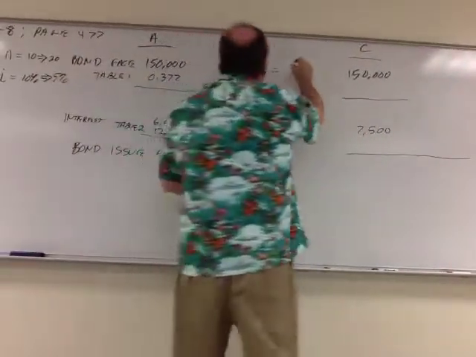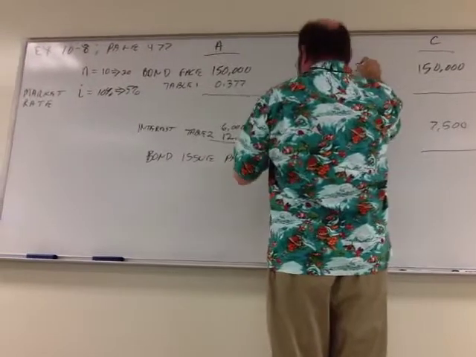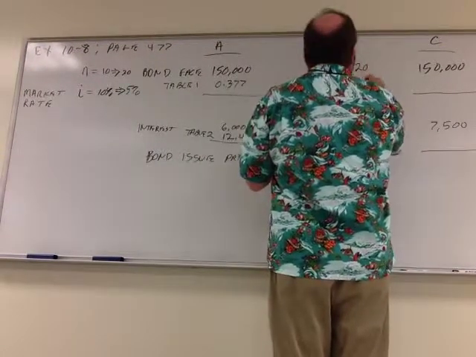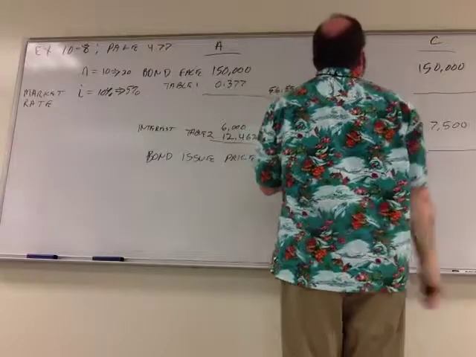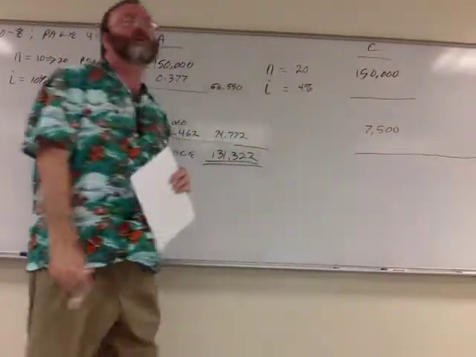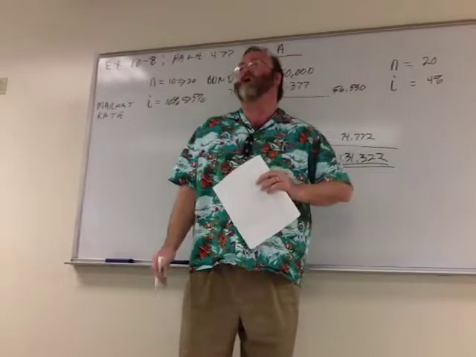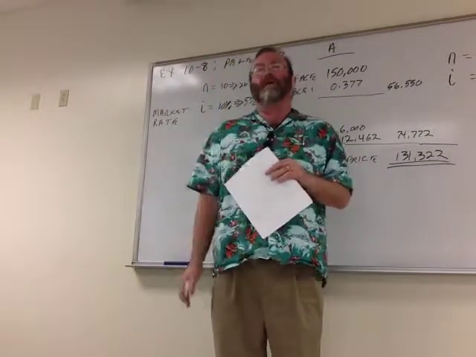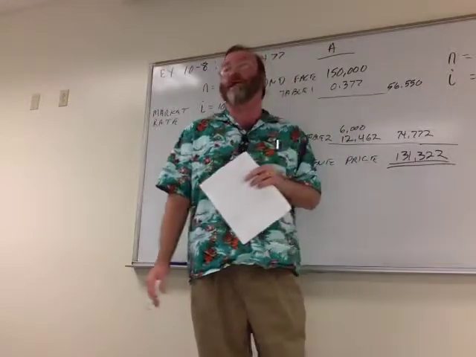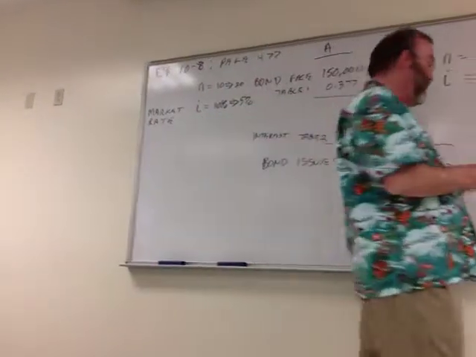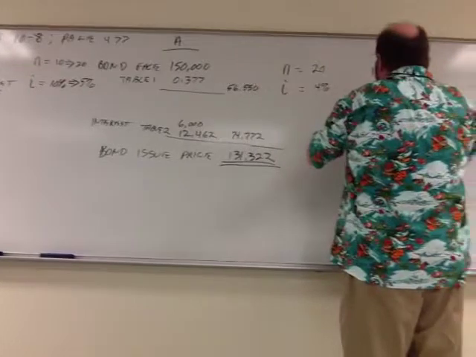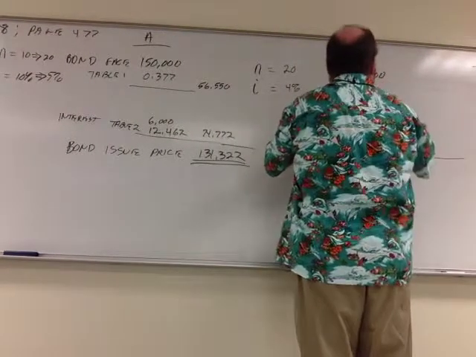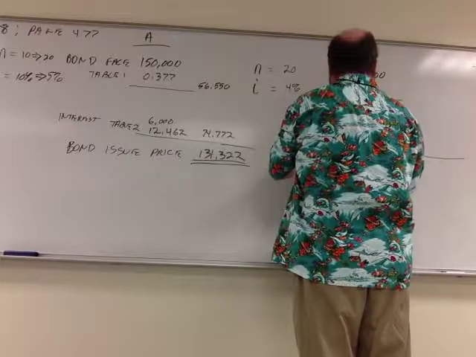So on this one, N is still 20, only now I equals 4%, because it's an 8% market rate. You look at the 4% column, down to row 20, and you will get a factor in table 1 of 0.456, and in table 2, 13.590.